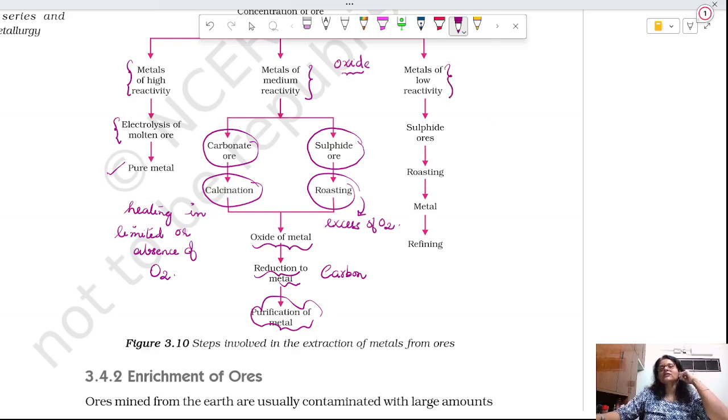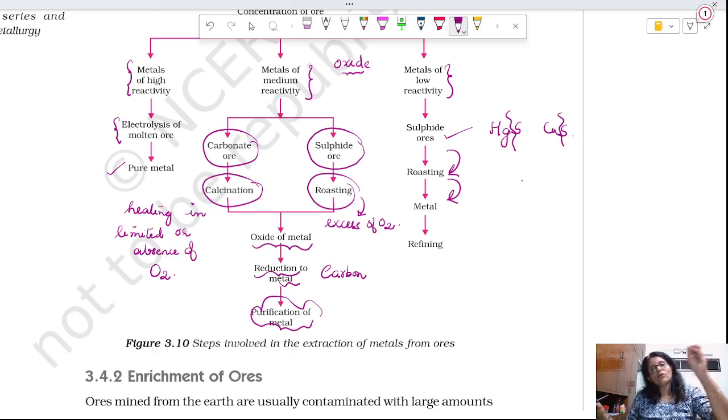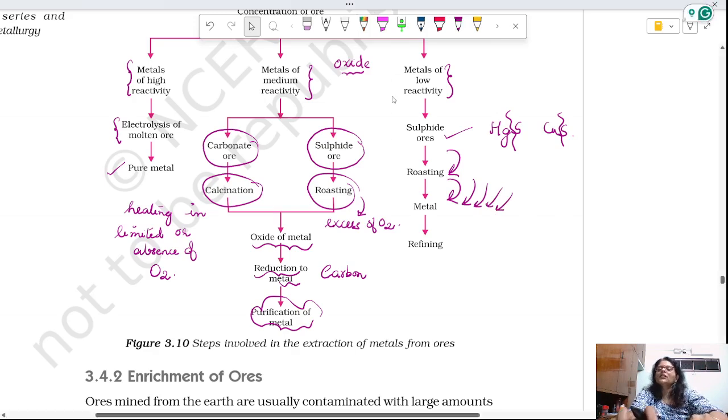Metals low in the reactivity series are again mostly sulfides. HgS is an example, Cu2S was another example. They undergo roasting and turn directly into metal, because the bonds in these compounds are very weak, as they belong to the low reactivity series. So the bonds between the compounds are very weak, and thus they get directly converted into the metal, and then refining happens.